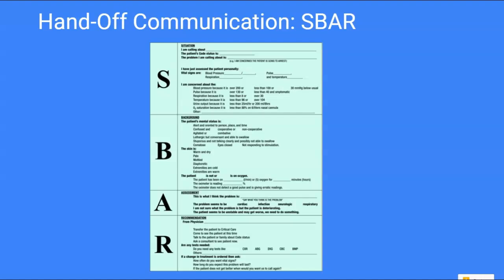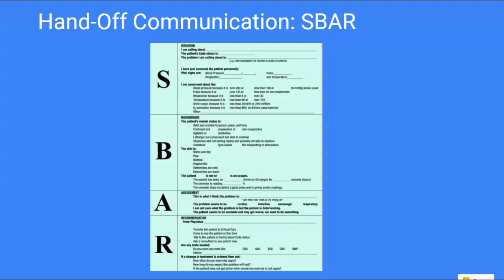So the patient's oxygen is low, but he's already on O2. Then the recommendations would be, I would like a blood gas reading. I would like to increase the oxygen, or maybe this patient needs something other than oxygen, like CPAP, or whatever the recommendation is. And then see if you get those orders. And that is how you would communicate.